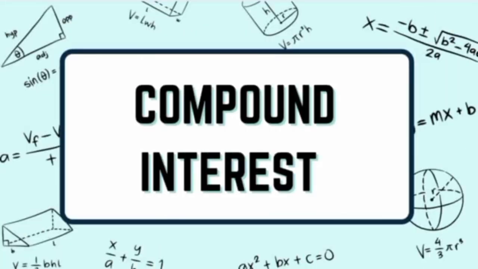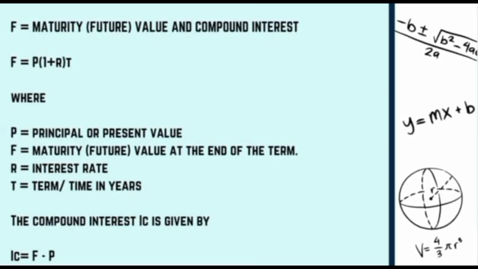We're going to discuss compound interest. Compound interest, maturity or future value in compound interest, where P is principal or present value, F is maturity or future value at the end of the term, R is interest rate, and T is term or time in years. The compound interest IC is given by IC equals F minus P.